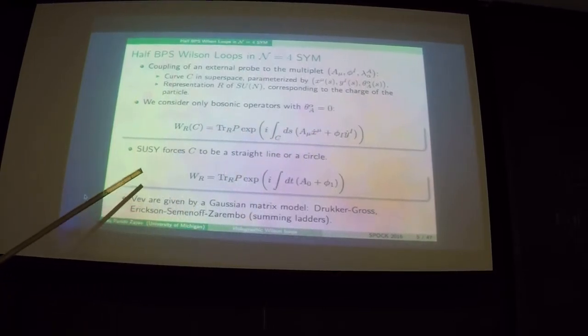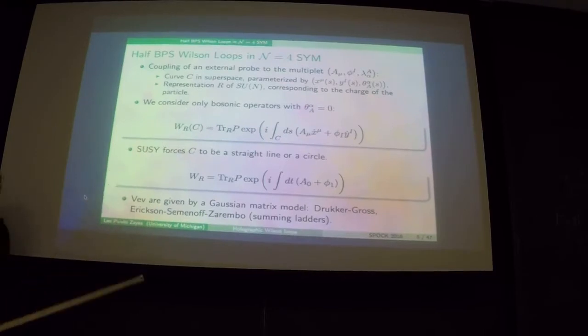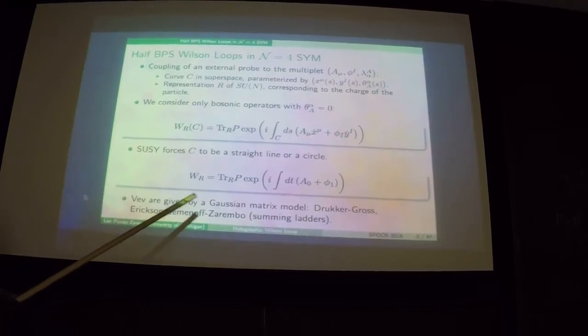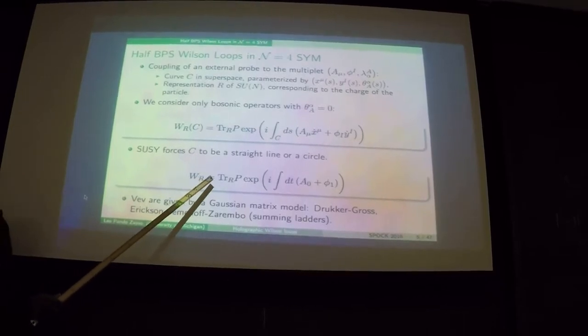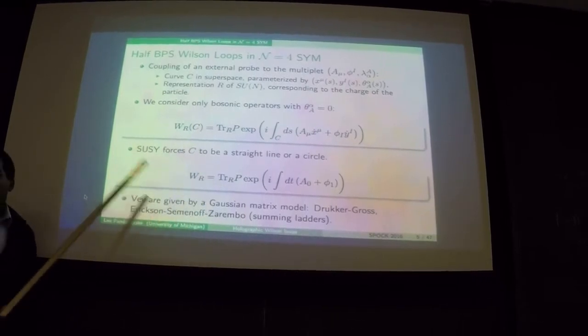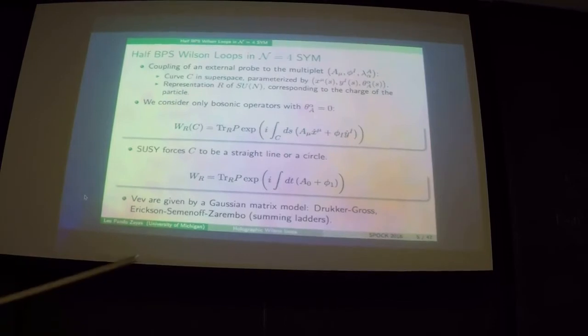Then this is adjoint, so everything works very nicely. Now, if you ask when this operator is supersymmetric, you get that C has to be a straight line or a circle, and this operator was one of the first discussed around 2000 by Drukker and Gross and Erickson, Semenoff, and Zarembo. They were already using basically Feynman diagram techniques. They already understood that there's a very simplified structure when you compute the expectation value of this operator.